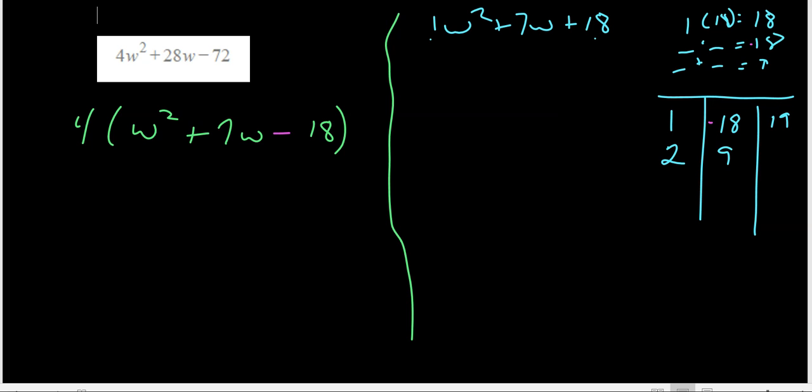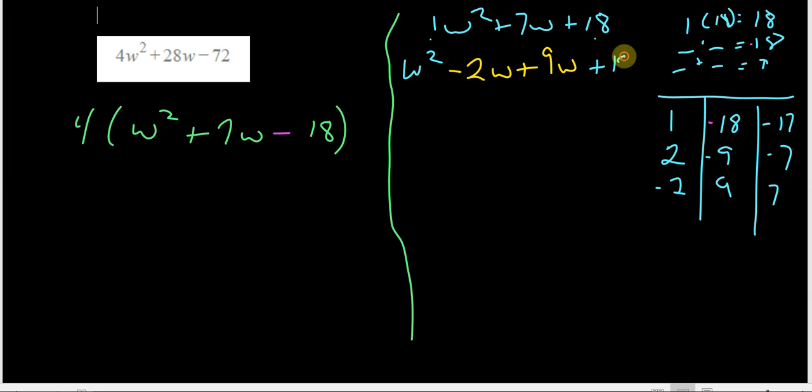So that would be a negative 17 when I add those up. Let me just erase that. So that should be negative 17. This should be a negative, so that would be a negative 7. And I need a positive 7. So once again, that just tells me I needed a negative 2 and a positive 9. So that's going to give me w squared minus 2w plus 9w plus 18. So notice I just changed that middle term, and then we do this factor by grouping stuff.